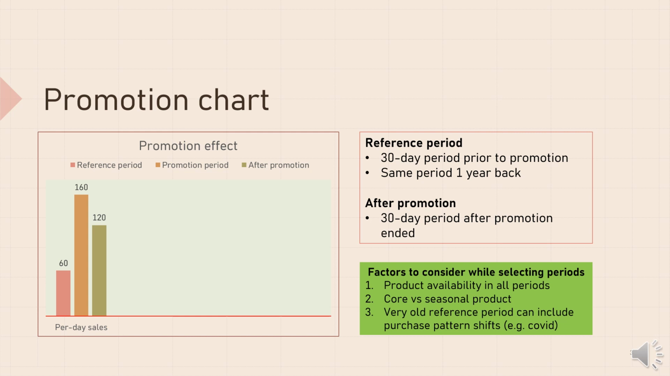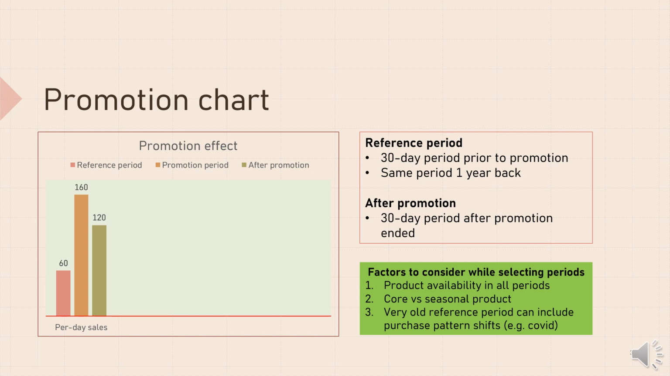And similarly, one year back could be impacted by COVID or any particular phenomenon that happened that year. That could have had an effect. So generally I would not suggest you to go one year back. 30 days prior to the promotion period is probably a lot better, but you are the best judge for your product. I'll leave it to you. Just ensure that some of the factors that I discussed now are considered.